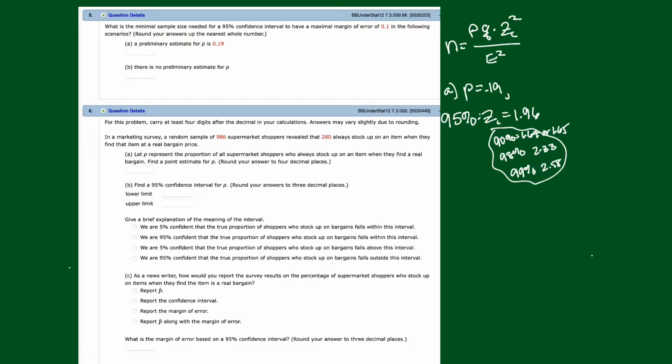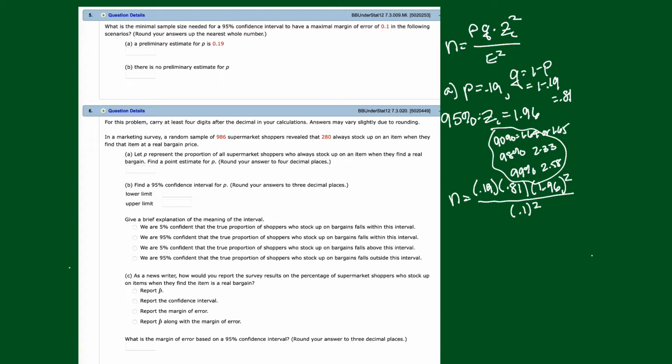Now, P being 0.19 is going to give us that Q is 1 minus P, so that's going to be 1 minus 0.19, that's 0.81. Now, I think we have enough for our computation, right? Here's what we're going to have. N is equal to 0.19 times 0.81 times our 1.96 squared all over the error squared, and the error is at 0.1, so we're going to have 0.1 squared.